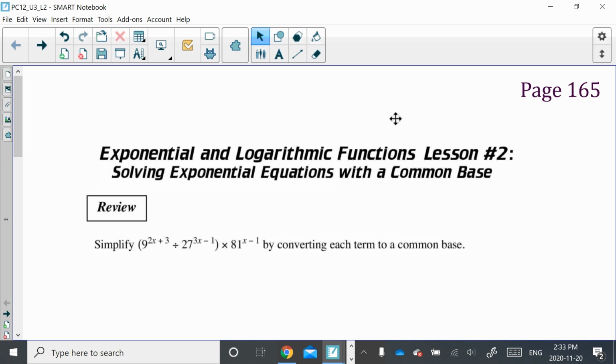Hi Math 30s. We're continuing with our study of exponential and logarithmic functions, moving on to lesson 2 in our workbook, and lesson 2 corresponds to page 165. What this lesson is going to be on is solving exponential equations with a common base. And we learned in lesson 1 how we are going to make common bases.